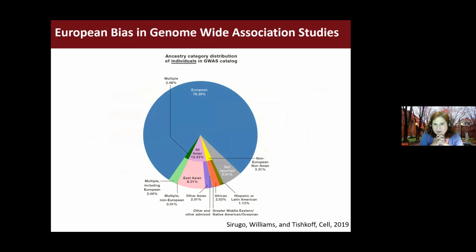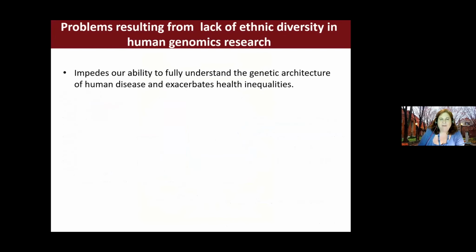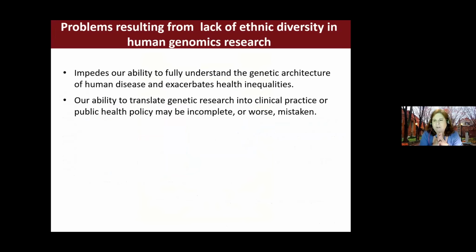So in this perspective we wrote a few years ago, we were looking at the GWAS, the Genome-wide Association Study Catalog. And as of that time, roughly 80% of the individuals being used in GWAS were of European ancestry, about 10% of Asian ancestry, 2% African ancestry, 1% Hispanic ancestry, and less than 1% everybody else. And if we look at other commonly used databases like gnomAD or GTEx, again, you see this major European bias. That's really a problem because it's going to impede our ability to fully understand the genetic risk factors of human disease, and it could actually exacerbate health inequalities. Our ability to translate genetic research into clinical practice and public health policy could be incomplete, or even worse, it could be mistaken.